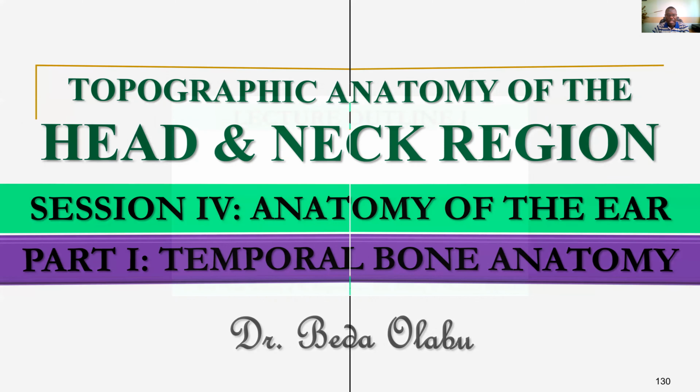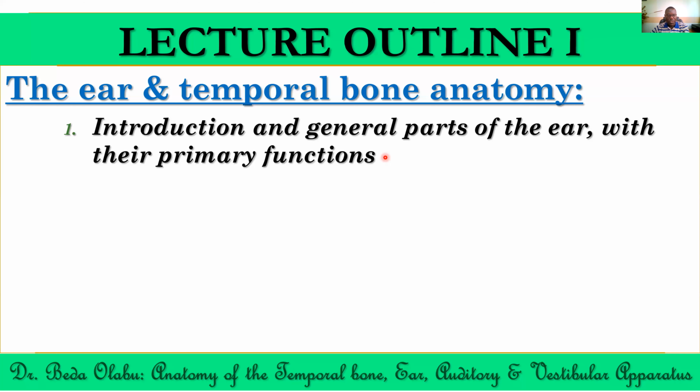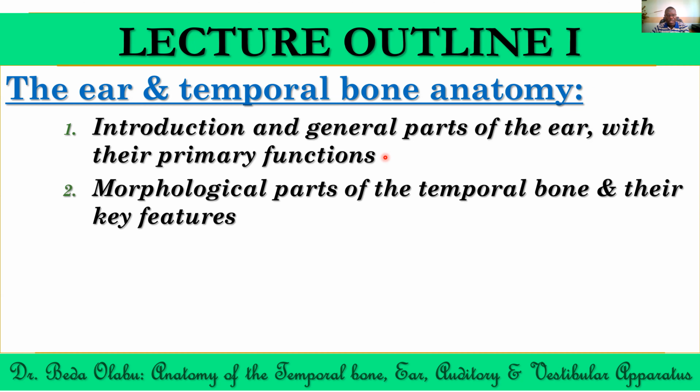In this particular lecture on anatomy of the temporal bone, we are going to look at the following. I'll give you some general concepts about the ear anatomy and the general functions of those parts of the ear. We'll also then talk about the morphological parts of the temporal bone itself. That will take us some time. We'll be looking at the key features of each of the morphological parts.